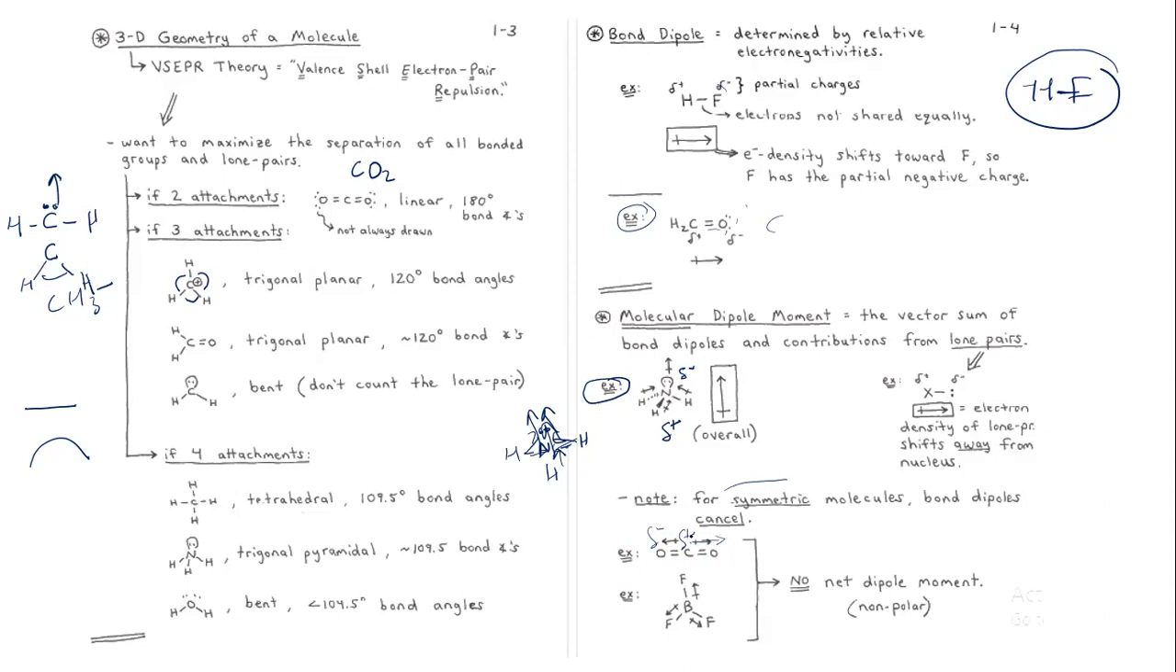The magnitude of each is the same, but because they move in opposite directions, they cancel to give 0. So the net dipole moment of this molecule is 0. That means this is a non-polar molecule. It doesn't have two distinct poles.